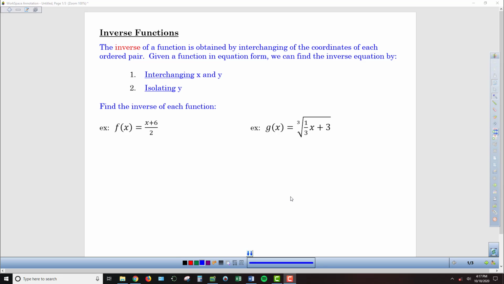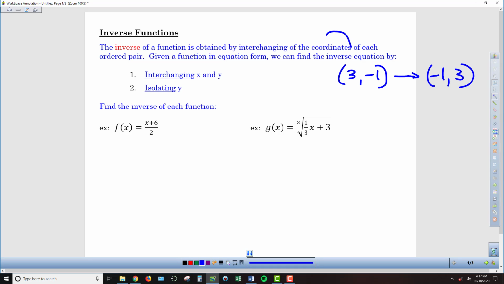The inverse of a function is a function that undoes the original function. So it basically flip-flops all of the x and y coordinates. So if a function has an ordered pair (3, -1), meaning when you plug 3 in, you get -1 out, its inverse will do the opposite. If you plug -1 into that function, you'll get 3 out.